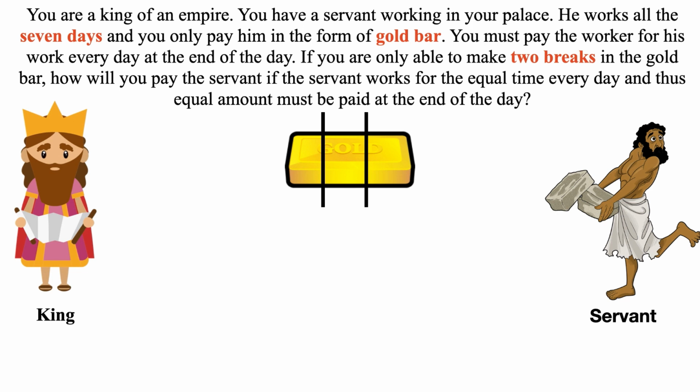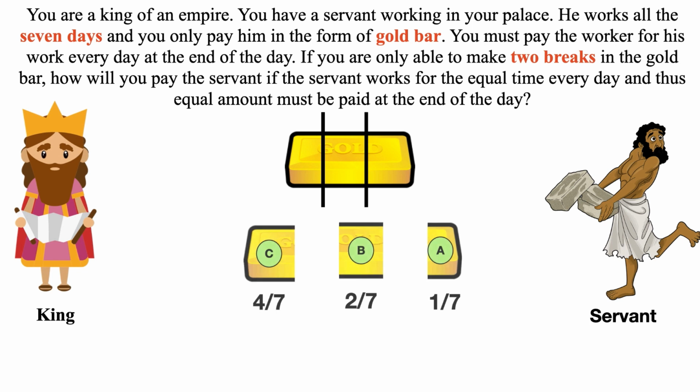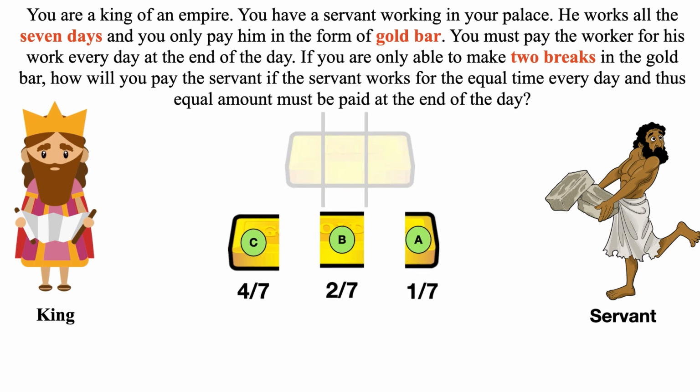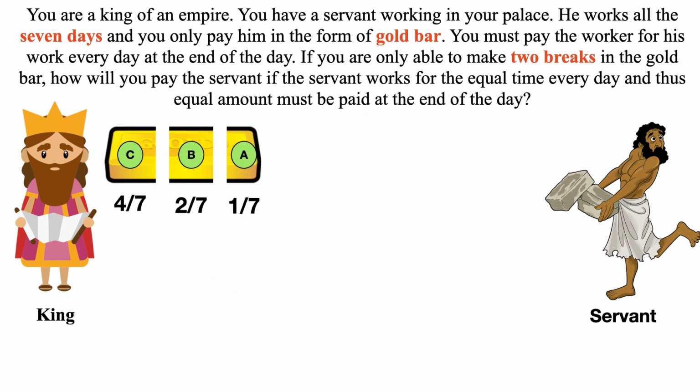Make 2 cuts on the gold bar such that you have the following sizes of bars. Bar A should be 1/7 of the bar. Bar B should be 2/7 of the bar. Bar C should be 4/7 of the bar. Let's check whether it is going to work.